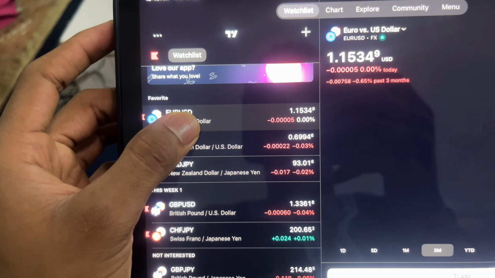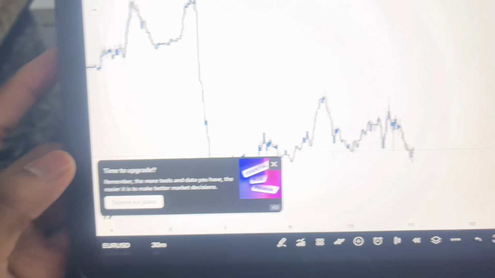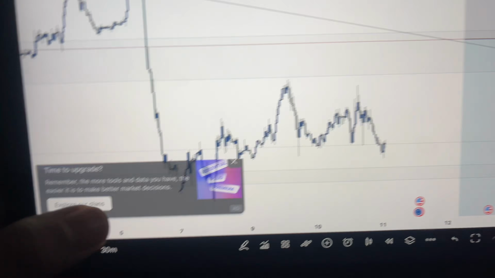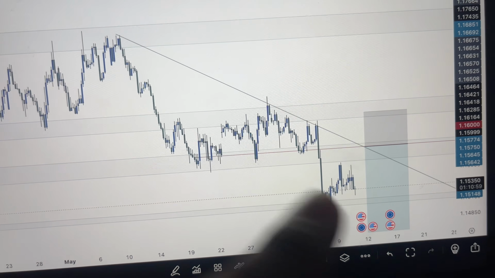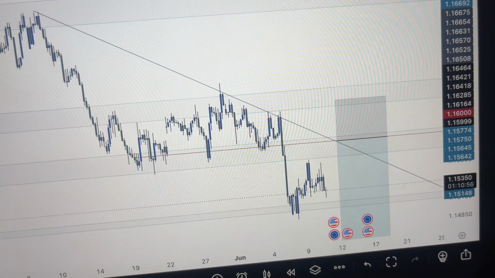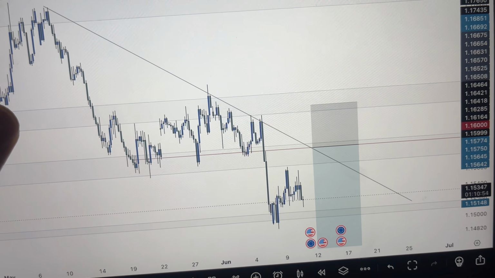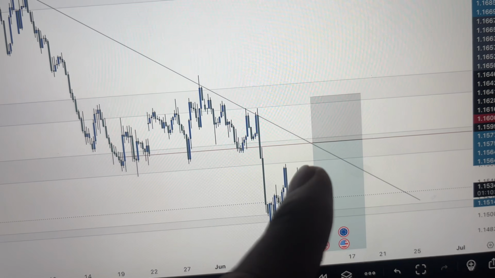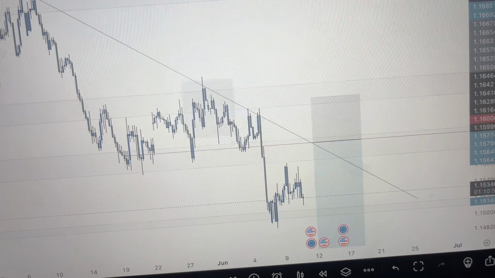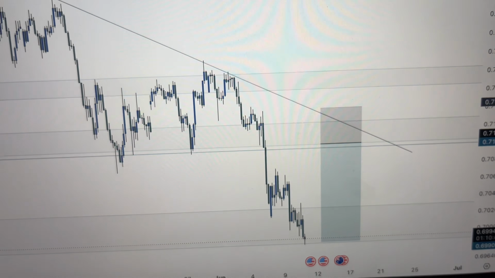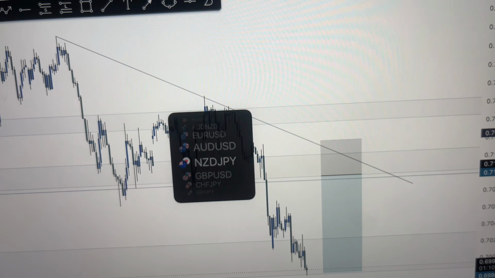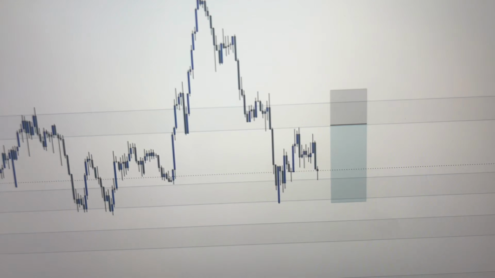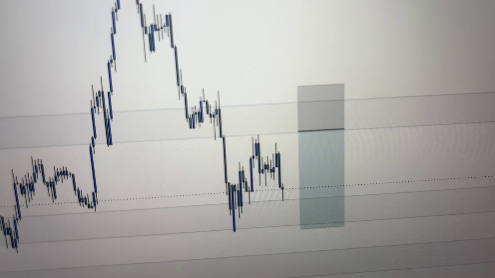First off, we have Euro USD. Let's go on the 4 hours time frame. So guys, I'm still waiting for price to pull up to this zone right here before we sell. And price has been really slow this week, so I'm still currently waiting on that. Next we have AUD USD. On AUD USD, I'm still waiting for price to come all the way to this zone before we sell. Also on NZD JPY, I'm still waiting for price to pull up to this zone right here before we sell.